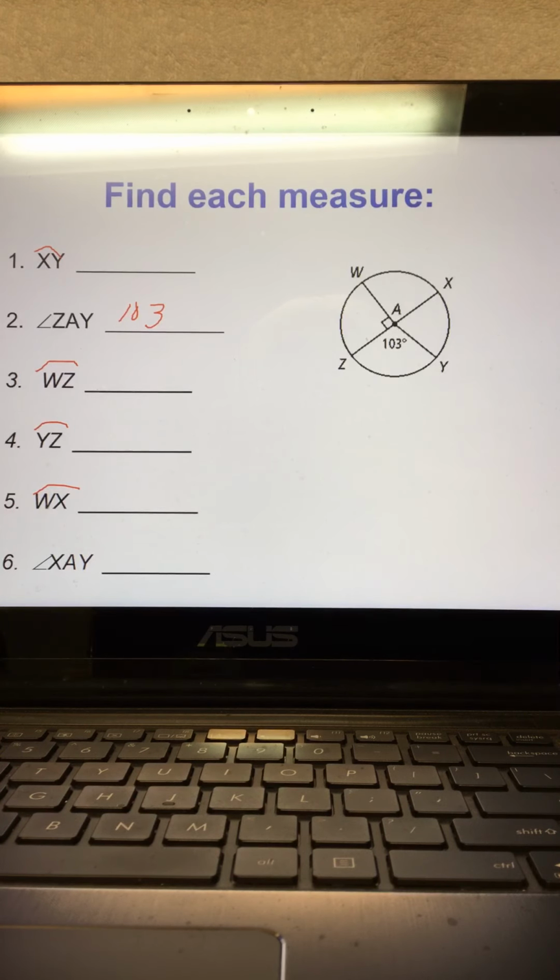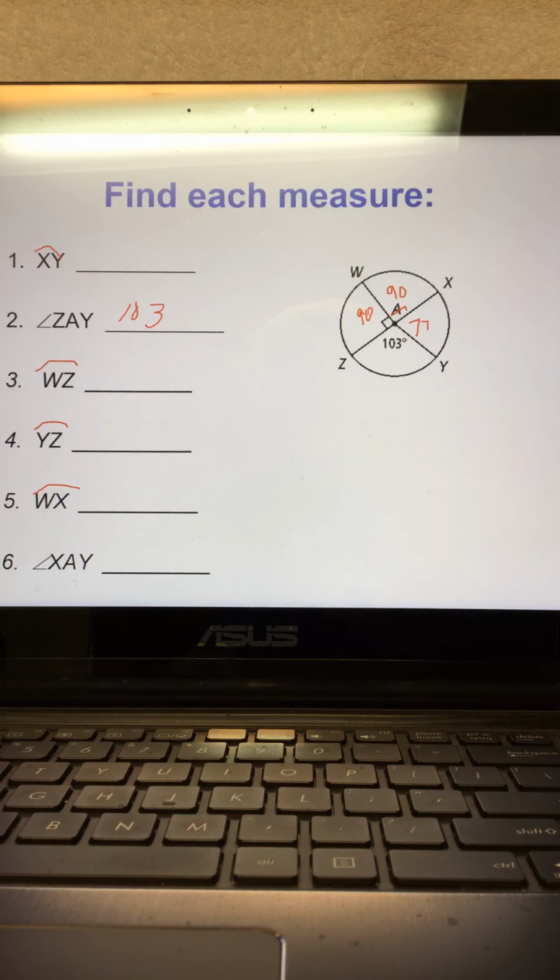Okay. I think I need to mark some things on my picture before I try to go much further. This is 90 because it's marked that way. This is the other side of that straight angle. So this is 90. These two angles are supplementary. Here's that straight angle. So that means this angle is 77. If you mark your angles, remember your arcs are the same as the related central angle.